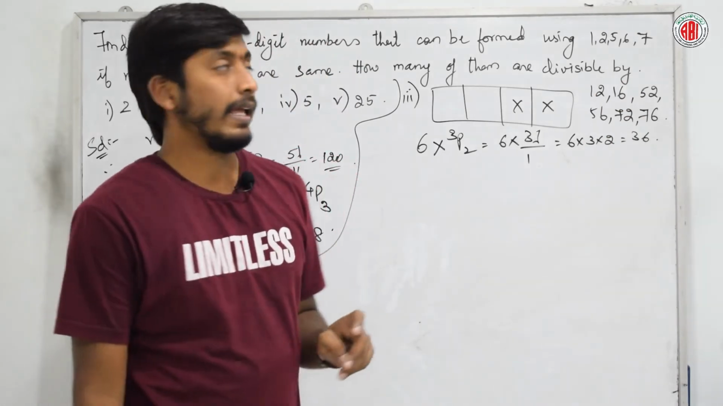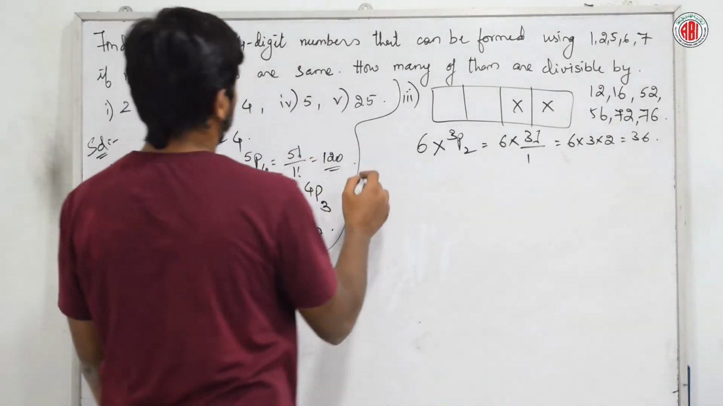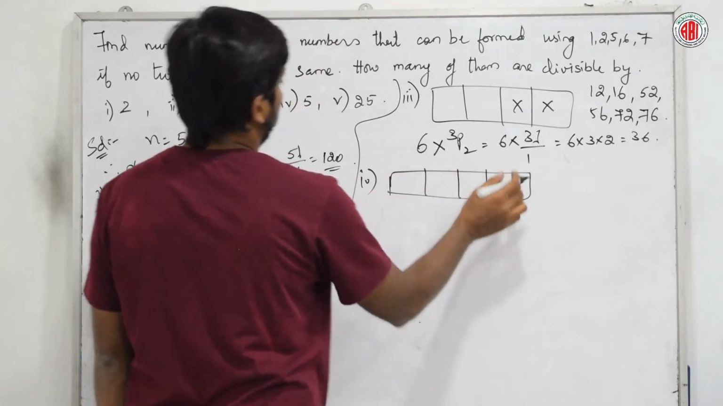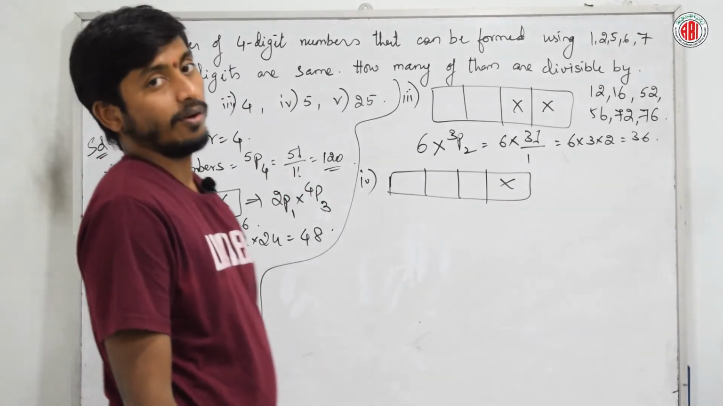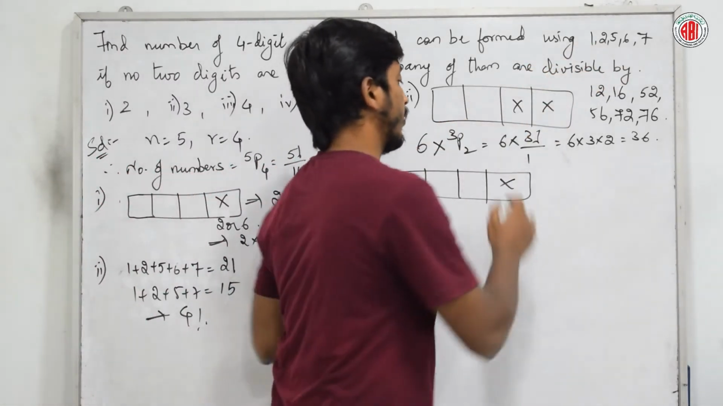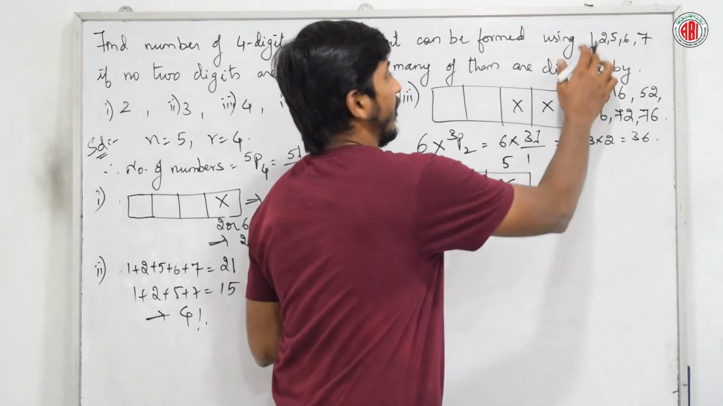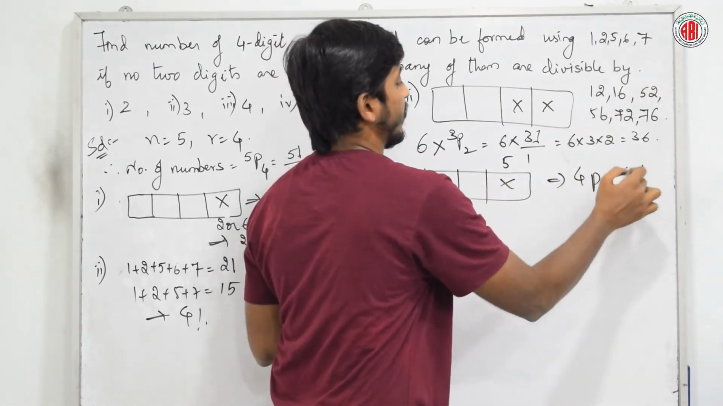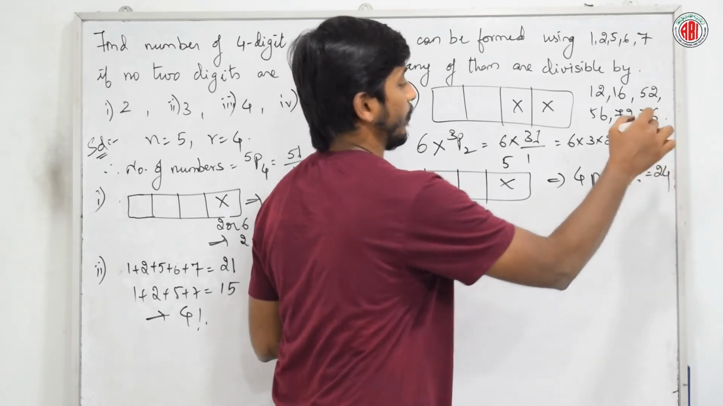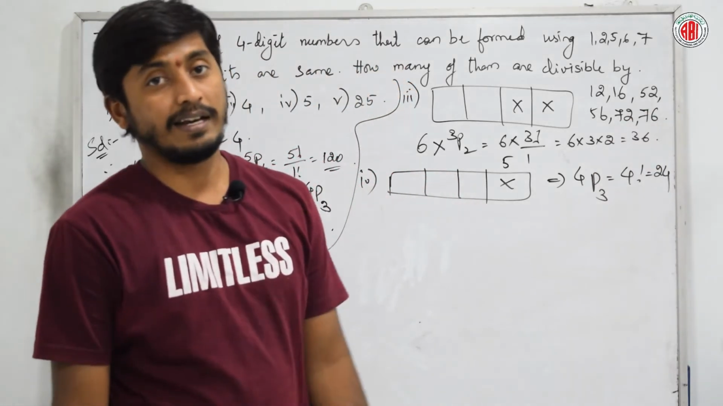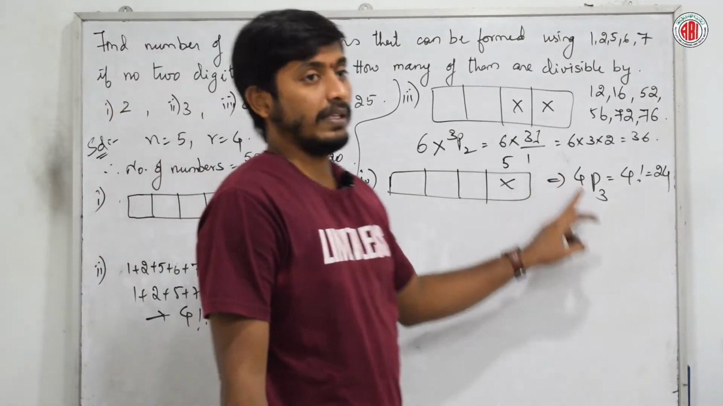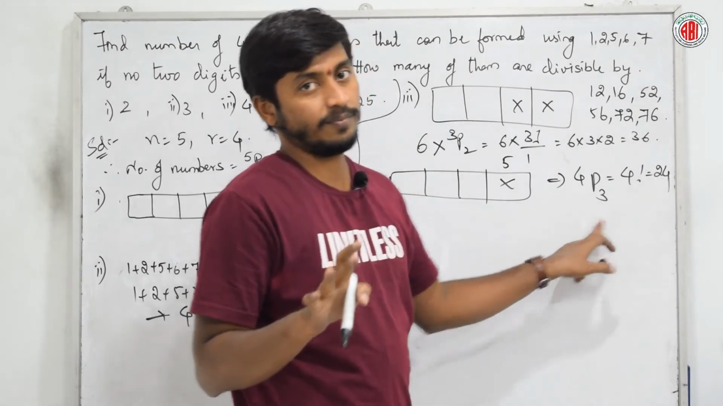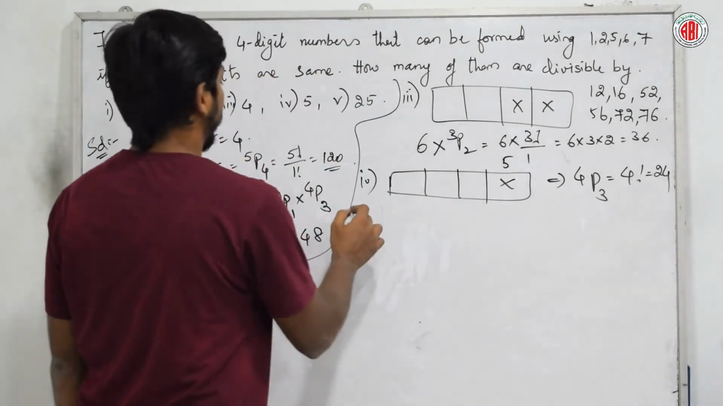Right? Next, divisible by 5. This is still more simple. If a number is divisible by 5, then the last digit should be either 5 or 0. Obviously, we have only 5. We will place that 5. We will be left with 4 more elements, so 4P3. The answer is 4 factorial, that is 24. Is it right? See here, 4P3 means we have 4 elements in 3 different positions.